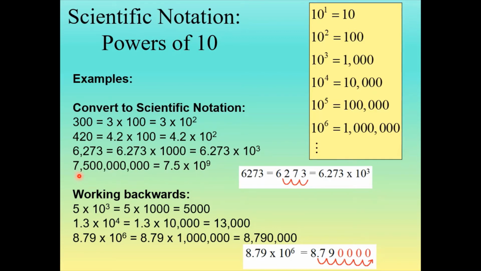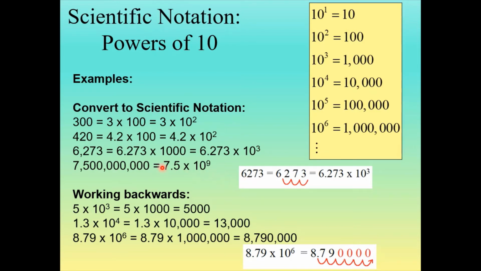This number here is actually 7,500,000,000, lots of zeros. Well, the rule again is we put the decimal point after the first number here. So we put it after the 7. So we have 7.5, and what we can actually do here is count how many zeros or how many places go after that. In this case, it is 9, so it's 10 to the 9th. So this number is expressed as 7.5 times 10 to the 9th power.